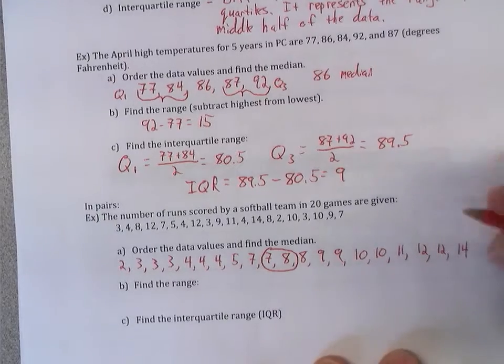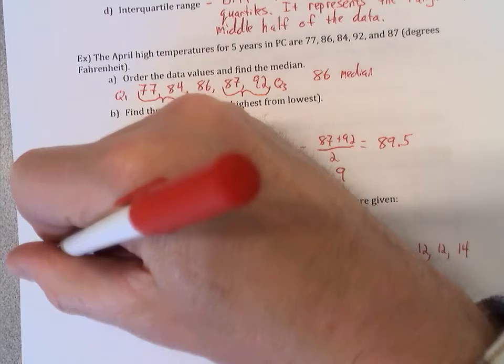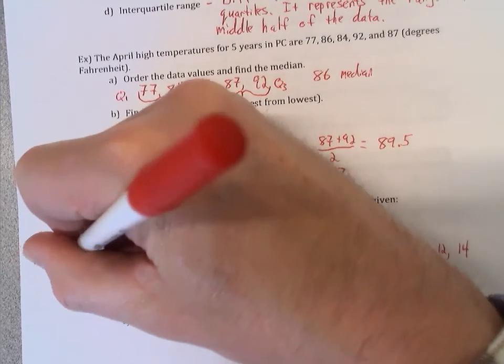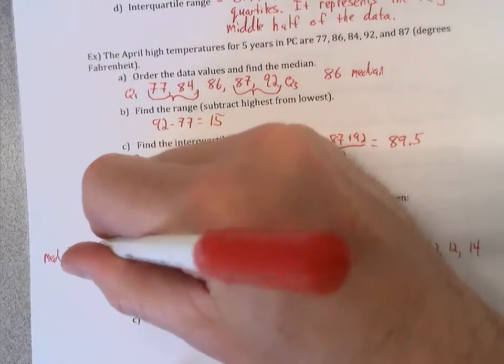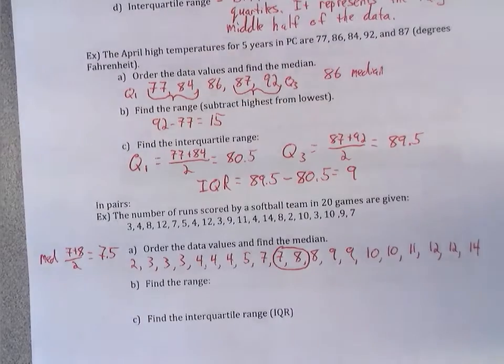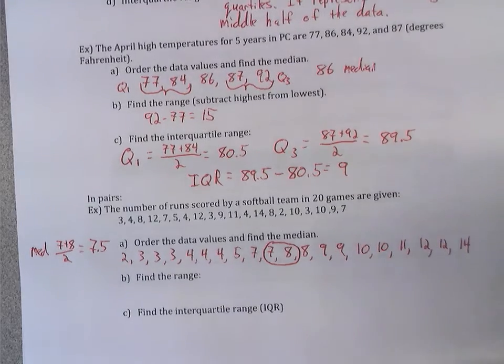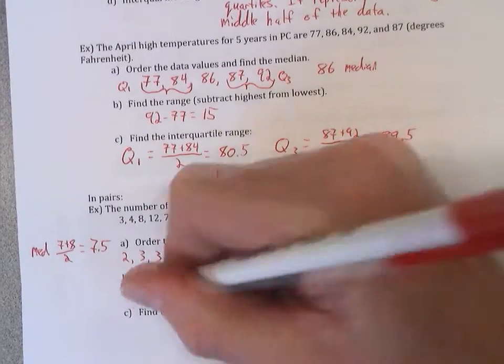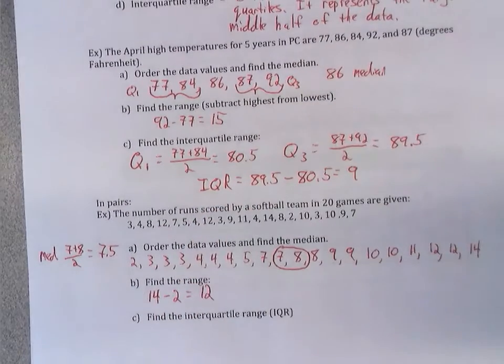So the median is going to be 7 plus 8 divided by 2, which gives us 7.5. There's our median value. Now it says find the range. The range is going to be the largest value, which is 14, minus the smallest. They have a range of 12 runs.